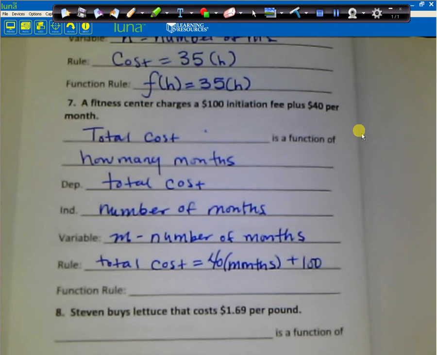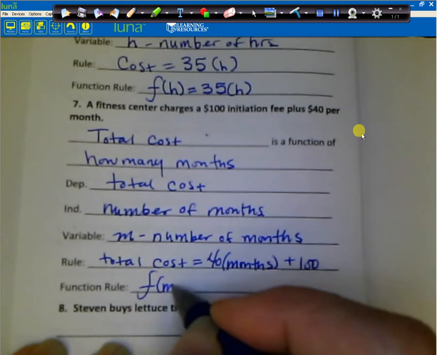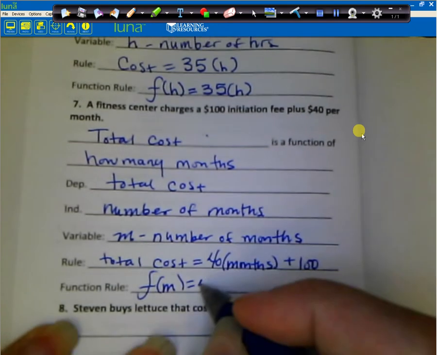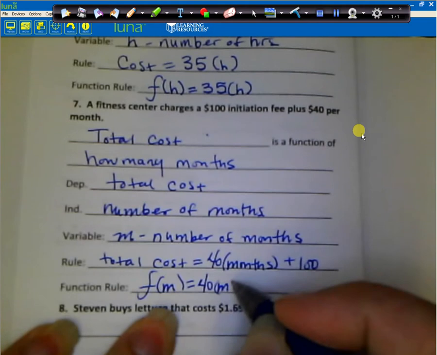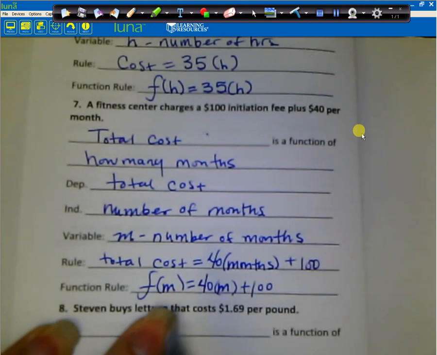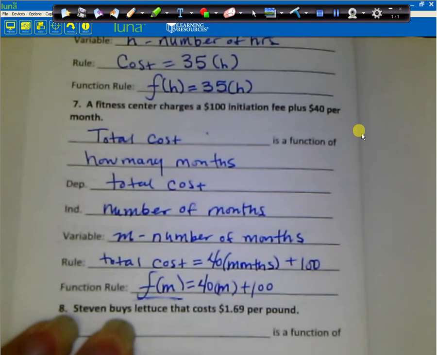So in function notation, we're going to say f of m, because m is our variable that we chose. F of m equals 40m plus 100. So again, my f of m over here is nothing more than a name. It's naming my function.